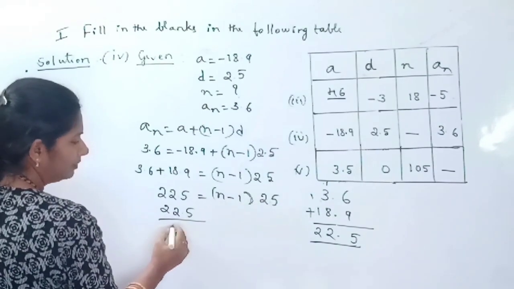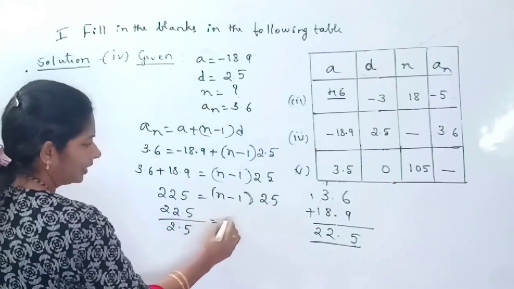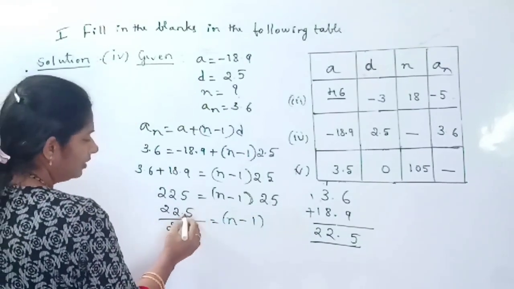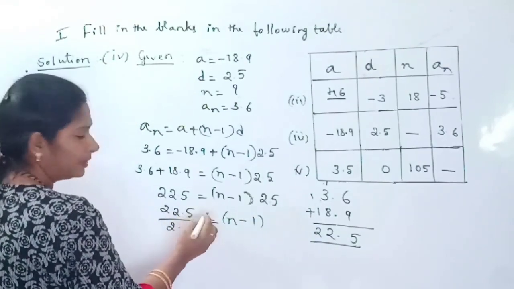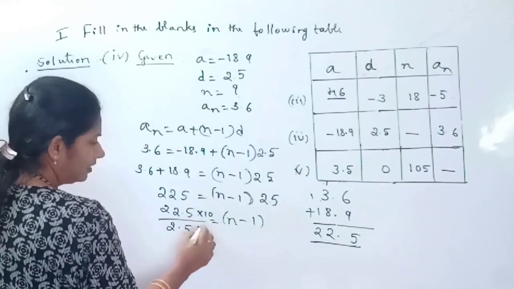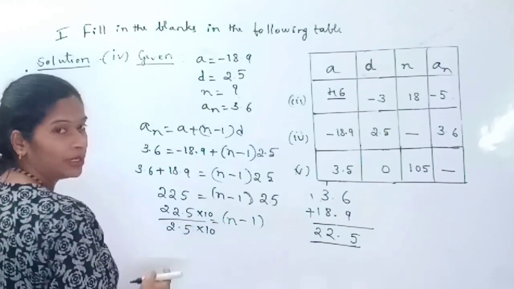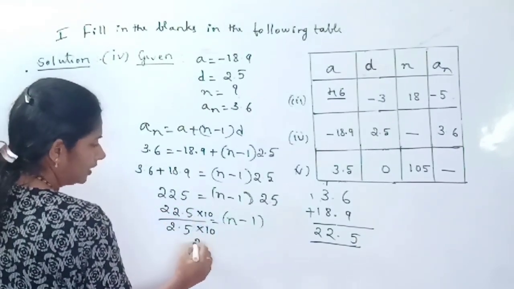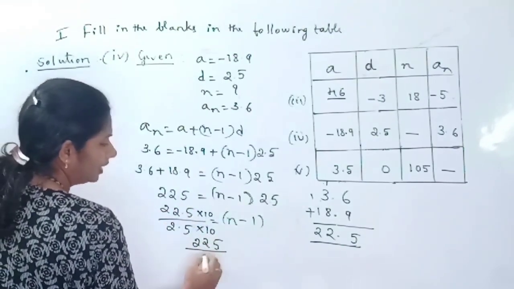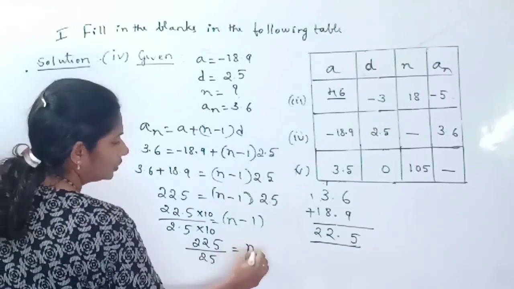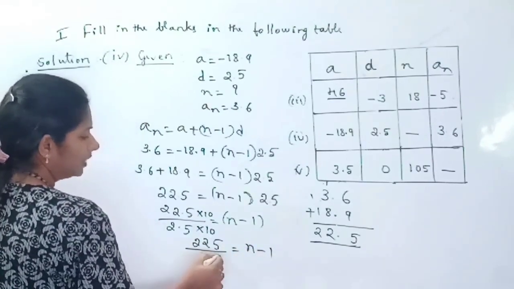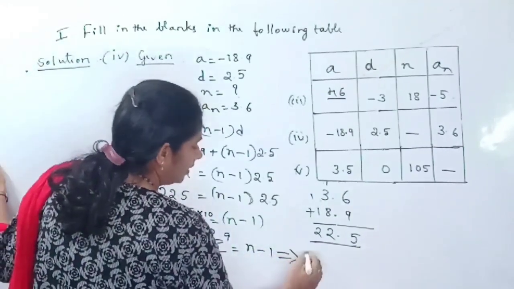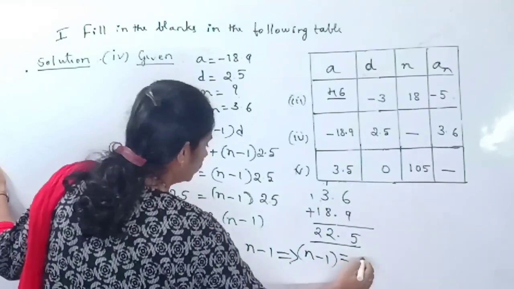Now see here, (n minus 1) into 2.5, this 2.5, if you transpose it to the left hand side, it becomes divided by 2.5 equals n minus 1. So what I will do, children, I need to remove this decimal place, so I will multiply the numerator by 10, and the denominator also by 10, so that I can remove that decimal point. So it is 225 divided by 25 equals n minus 1. 25 ones are 25, 25 nines are 225. That implies n minus 1 equals 9.